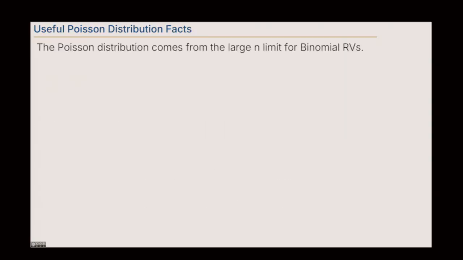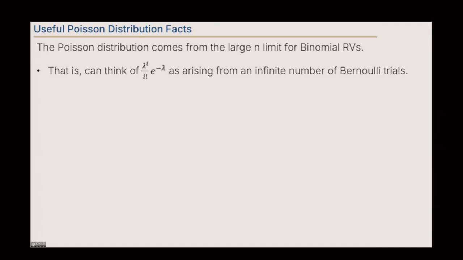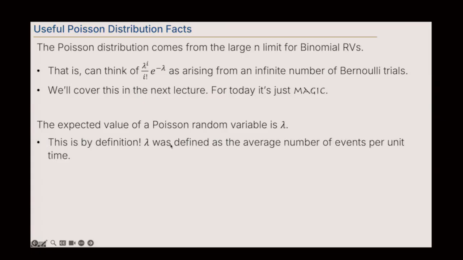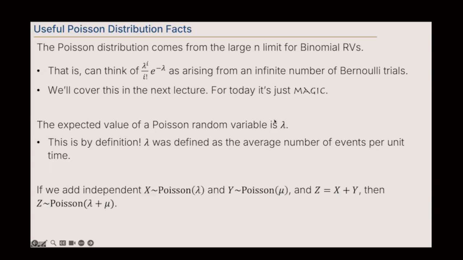Okay. So where does this thing come from? Just very roughly as a preamble to the next lecture, it comes from the large N limit for binomial random variables. You can think of this as arising from an infinite number of Bernoulli trials over and over and over. And again, that's more next lecture. For today, it's magic. As you brought up earlier, what is lambda? We said it's the average number, the expected value of this Poisson random variable, and that's by definition, right? We said it's the average number of events per unit time, so it makes sense.